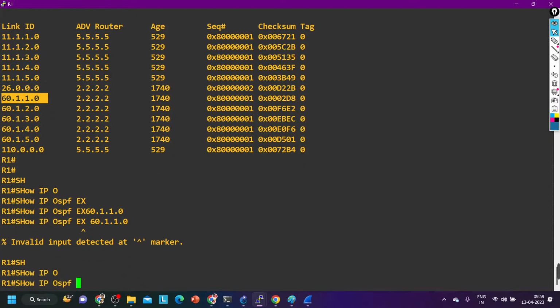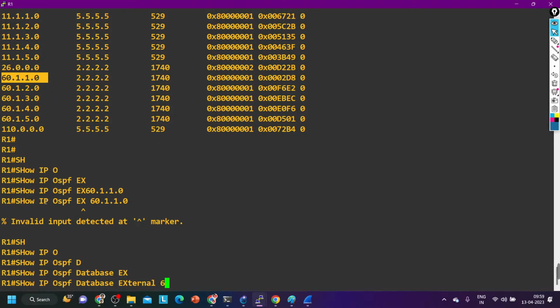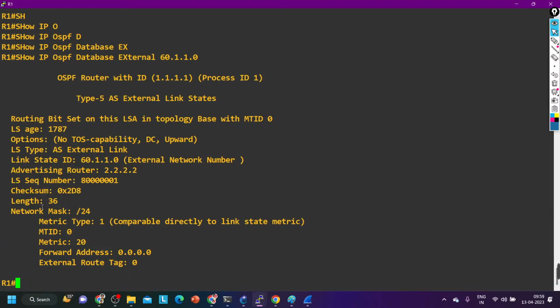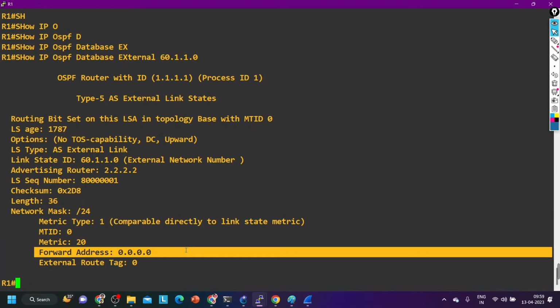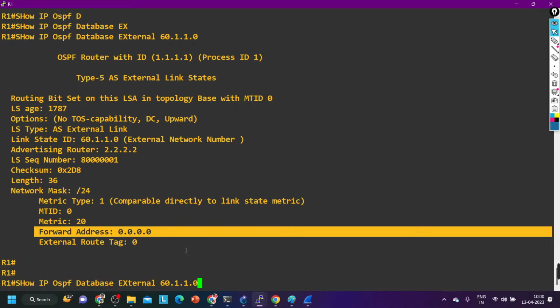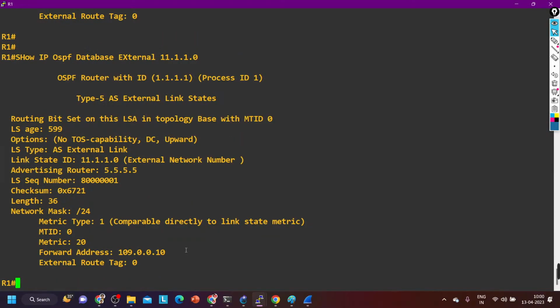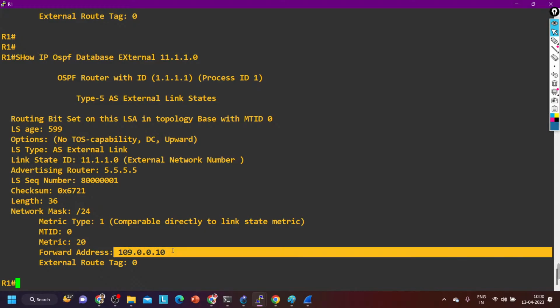So, show ip ospf database external 60.1.1.0. Here, what is the forwarder address? 0.0.0.0. So when the ASBR router generates an LSA 5, the forwarder address will be 0.0.0.0. And whenever the ABR router converts an LSA 7 into an LSA 5, it will provide you the forwarder address, guys. Here you can see 11.1.1.0. The forwarder address is 10.1.0.10. Done.